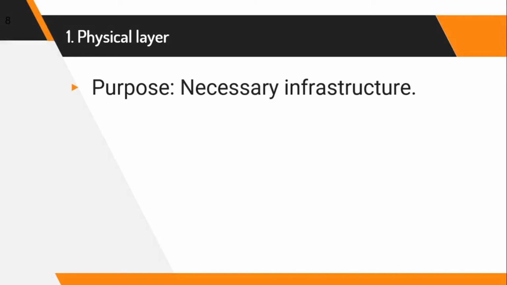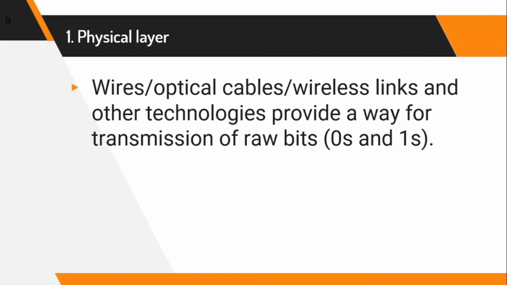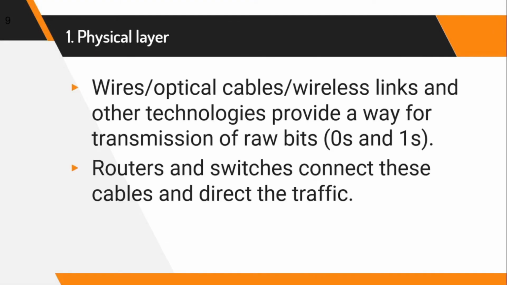So the purpose of the physical layer is in terms of the infrastructure. This is the physical hardware of the internet. Wires or optical cables or wireless links and other technologies provide a way for transmission of raw bits, that is, zeros and ones. Routers and switches connect these cables and direct the traffic.